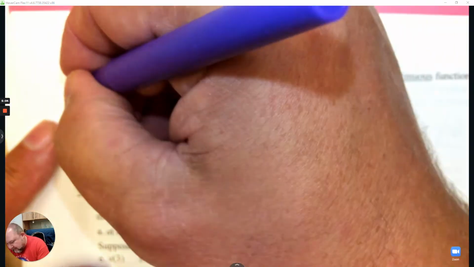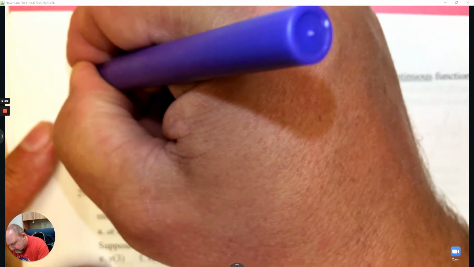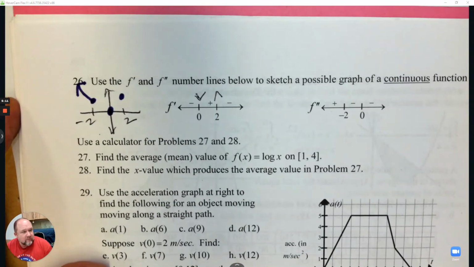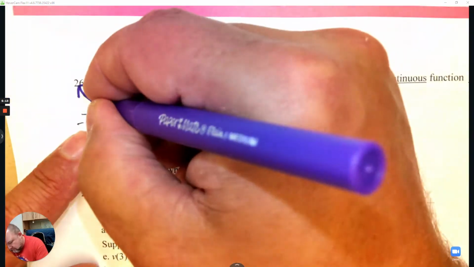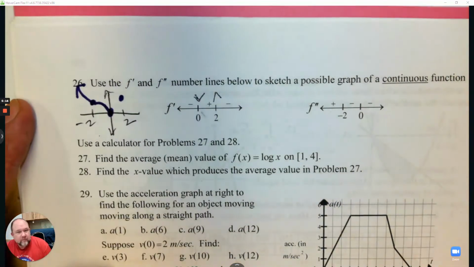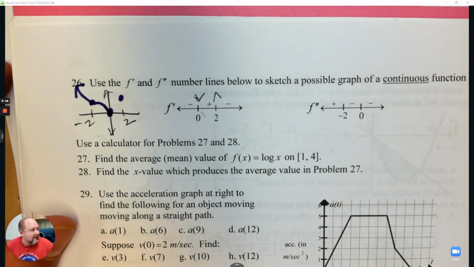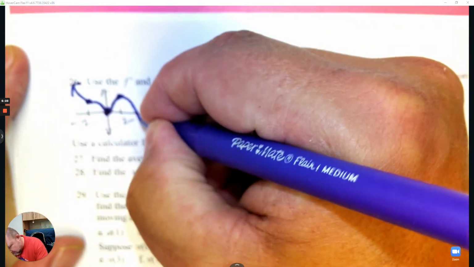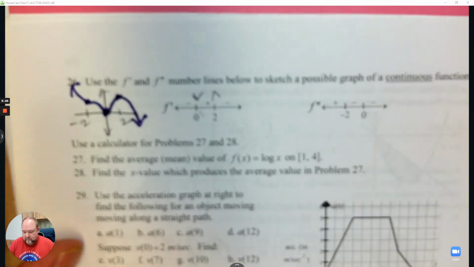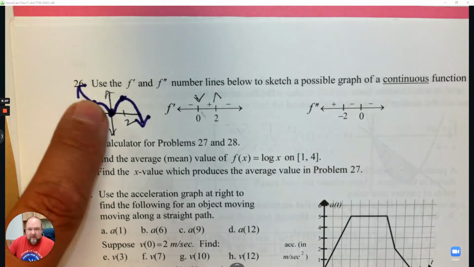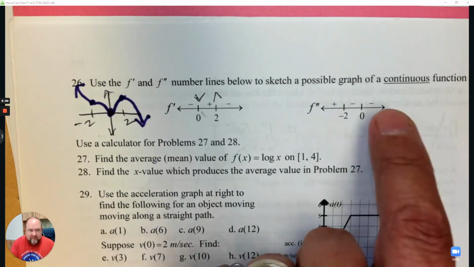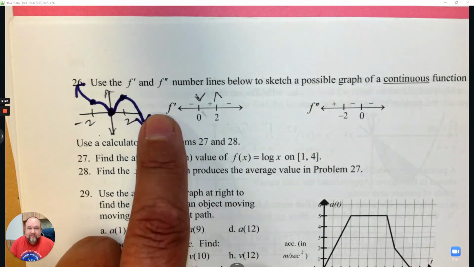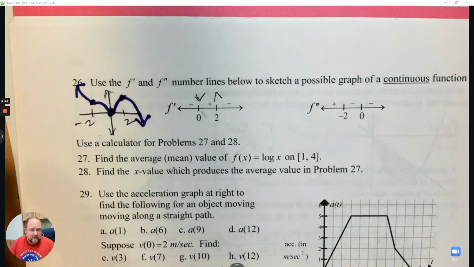So it's concave up, then concave down, and then concave down. That matches. There's a minimum at 0 and a maximum at 2. There's one. And this picture could be shifted up or down.